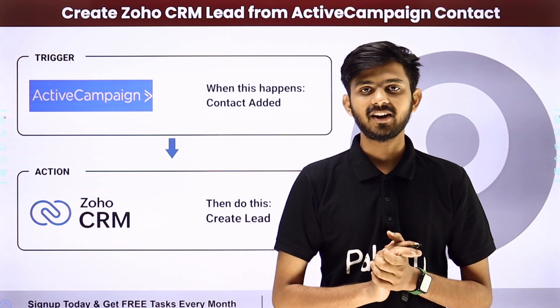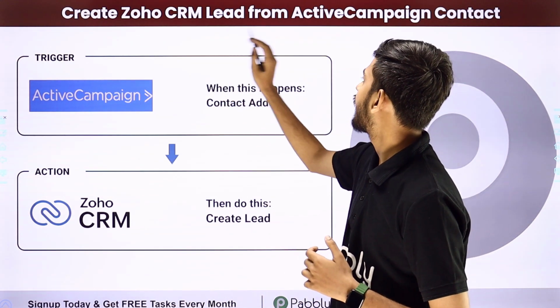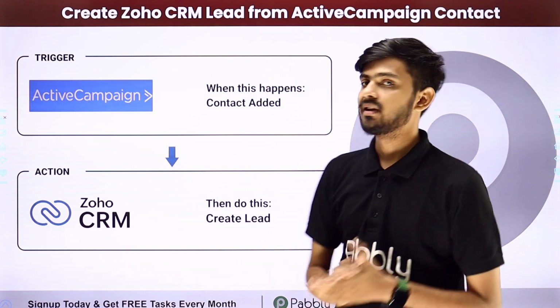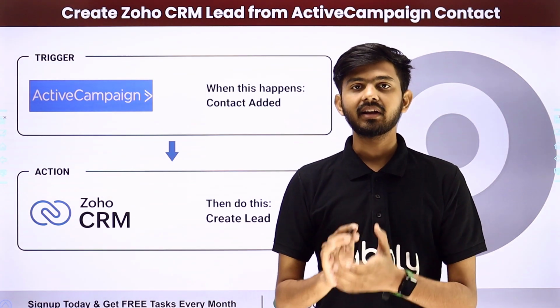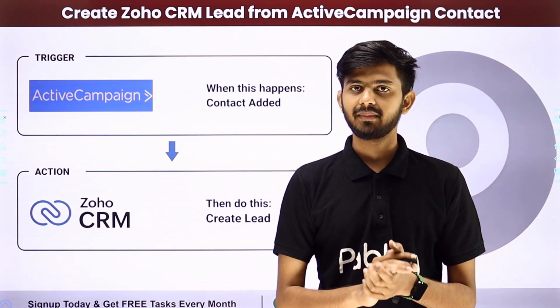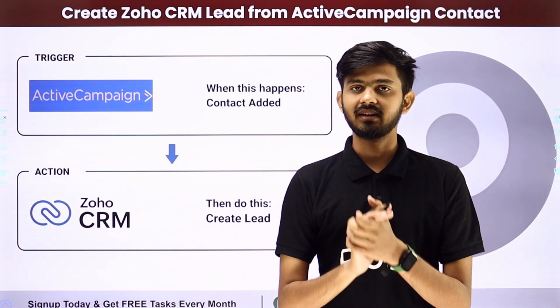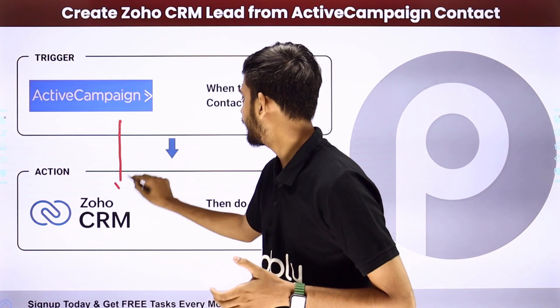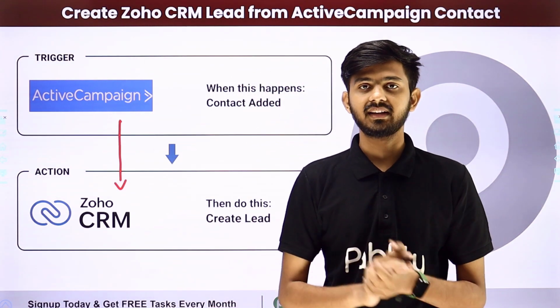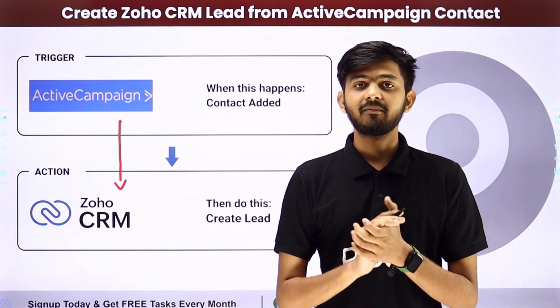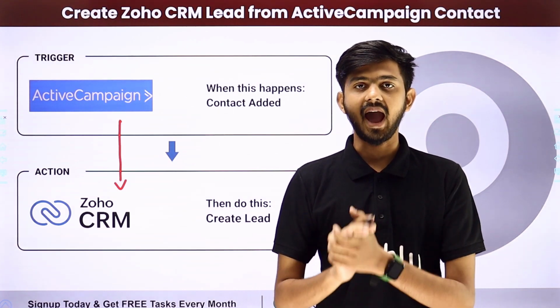Hello everyone, today our topic is how to create a Zoho CRM lead from an ActiveCampaign contact. So today our objective is that whenever a new contact is created in ActiveCampaign, we want to create a new lead in Zoho CRM. For that, we are going to create an integration between ActiveCampaign and Zoho CRM. For creating this integration, we are going to use Pabbly Connect, which is an amazing software for automation and integration.